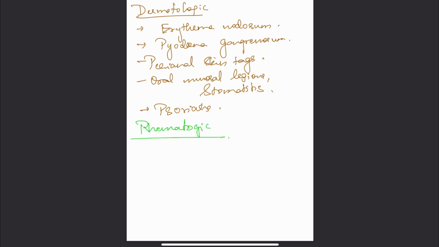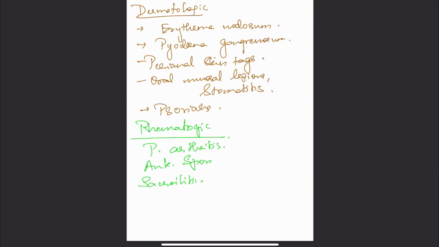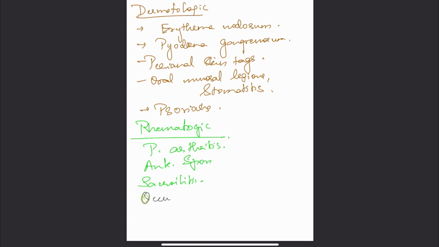Rheumatologic manifestations include peripheral arthritis, ankylosing spondylitis, and sacroiliitis. Okay, rheumatologic: peripheral arthritis, ankylosing spondylitis, and sacroiliitis. Ocular complications: we have uveitis and episcleritis.